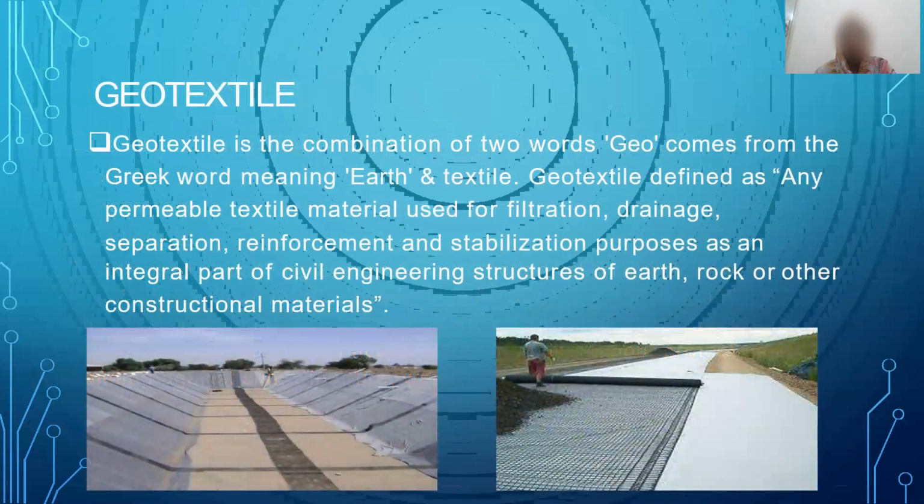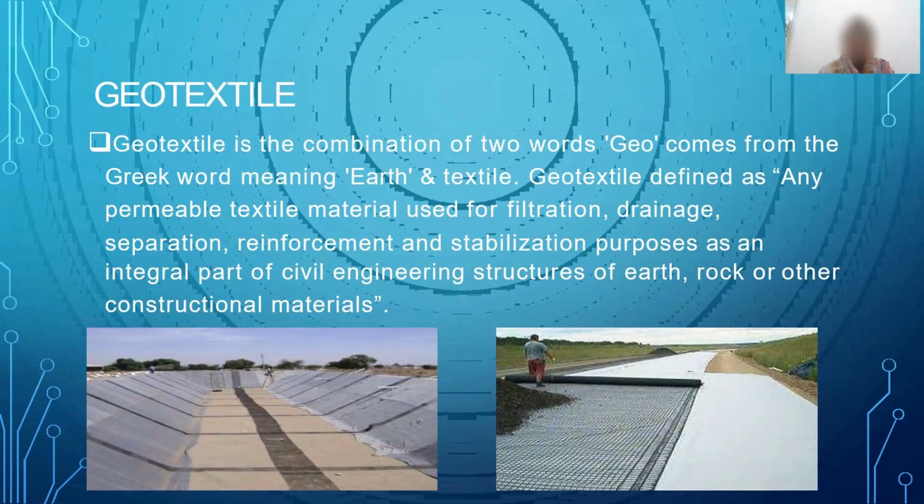Another category is geotextile. As the word shows, geo means earth, and geotextile is defined as any permeable textile material used for filtration, drainage, separation, reinforcement, and stabilization purposes as an integral part of civil engineering structures of earth, rock, or other construction materials. Geotextile is basically used in a wide range of applications, including the construction of buildings, bridges, dams, roads, or railways.